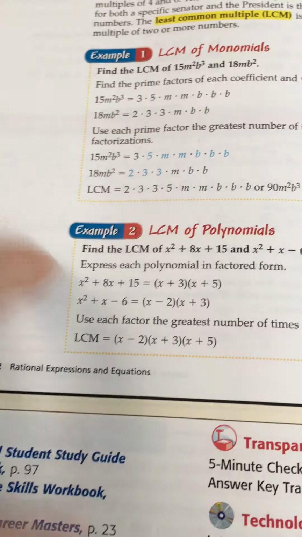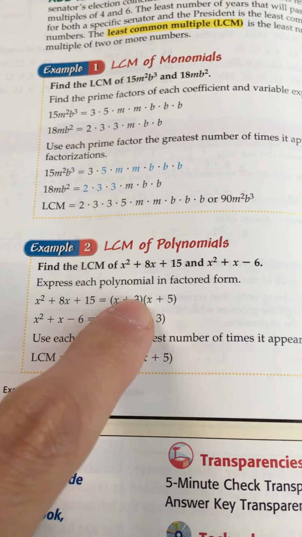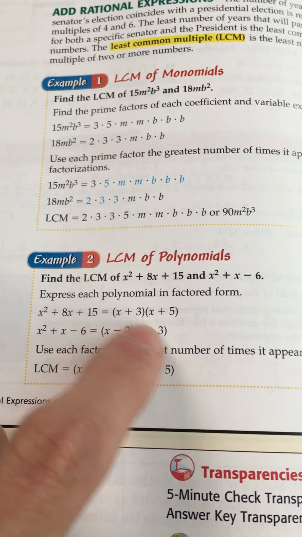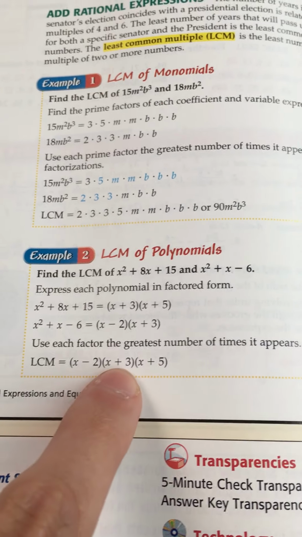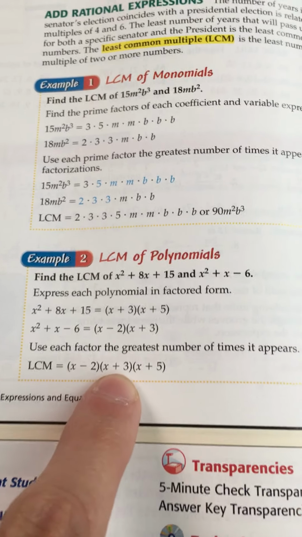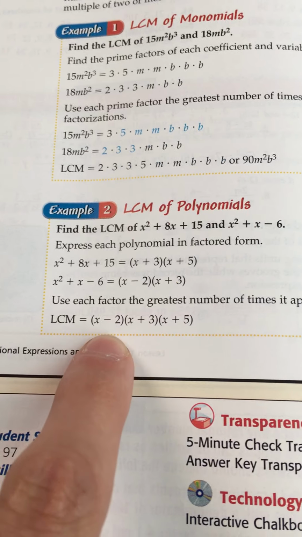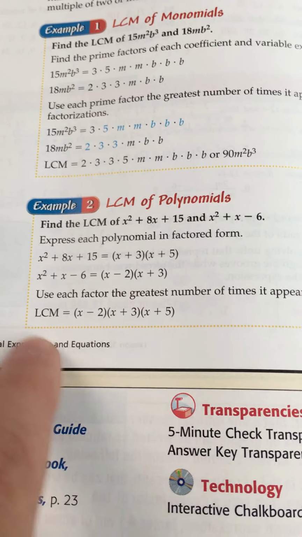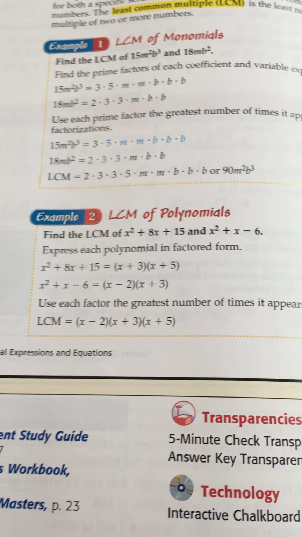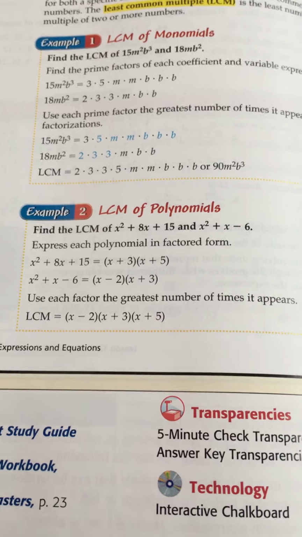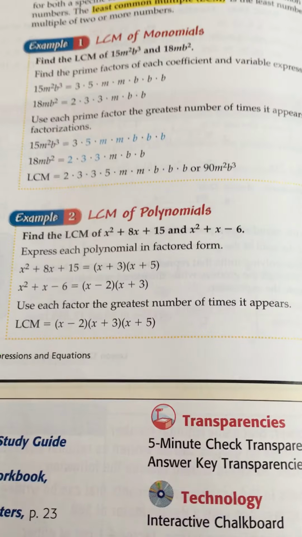So now, do we have anything that's common? These x plus 3's, okay? So we only need one of those. They put it down here. And since we're finding the least common multiple, we just bring everything else along. This one didn't have a pair, bring it along. This one didn't have a pair, bring it along. So the least common multiple is x minus 2 times x plus 3 times x plus 5, okay?